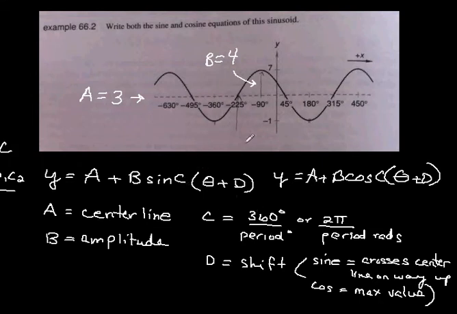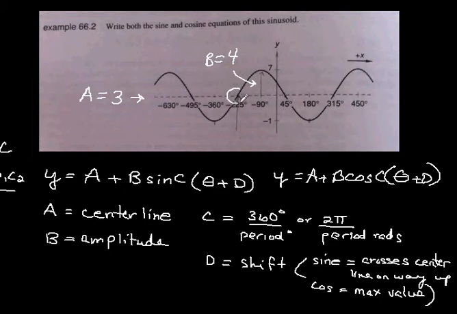C would be whatever 360 degrees divided by the period. So that's how stretched out your curve is. It's always going to be 360 degrees, and to figure out your period, you go from peak to peak, or you can go from where it crosses to where it crosses. So let's figure that out. Let's just go from where it crosses to where it crosses and see how many degrees it is.